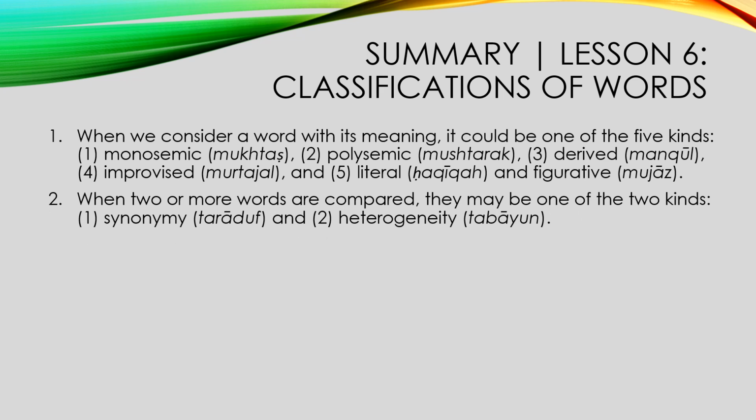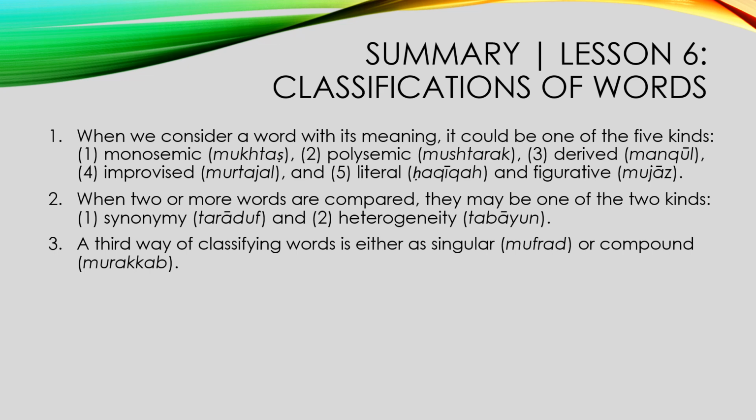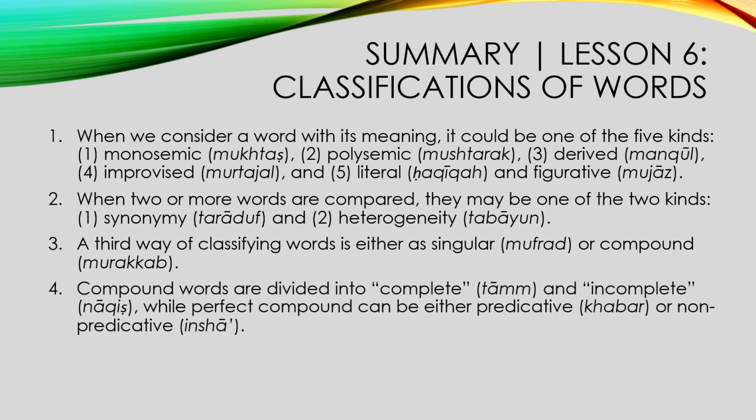2. When 2 or more words are compared, they may be one of the 2 kinds. 1 we call synonymy or taraduf, and 2 heterogeneity or tabayun. 3. A third way of classifying words is either as singular or mufrad or compound or murakkab. Number 4, compound words are divided into complete or tam and incomplete or naqis, while perfect compound can be either predicative or khabar or non-predicative or insha.